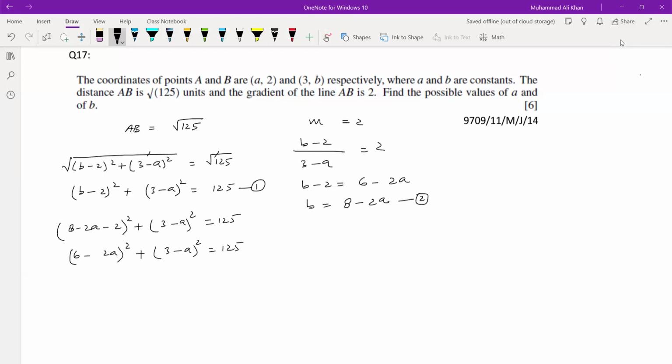What is common from 6 minus 2a? 2 is common. When 2 is taken common from inside the square, outside it becomes 4, and here it is (3 minus a) whole square plus (3 minus a) whole square equals 125. 4 times this, 1 time this, so it means 5 times (3 minus a) whole square equals 125. Now (3 minus a) whole square equals 25, and 3 minus a equals plus minus 5.